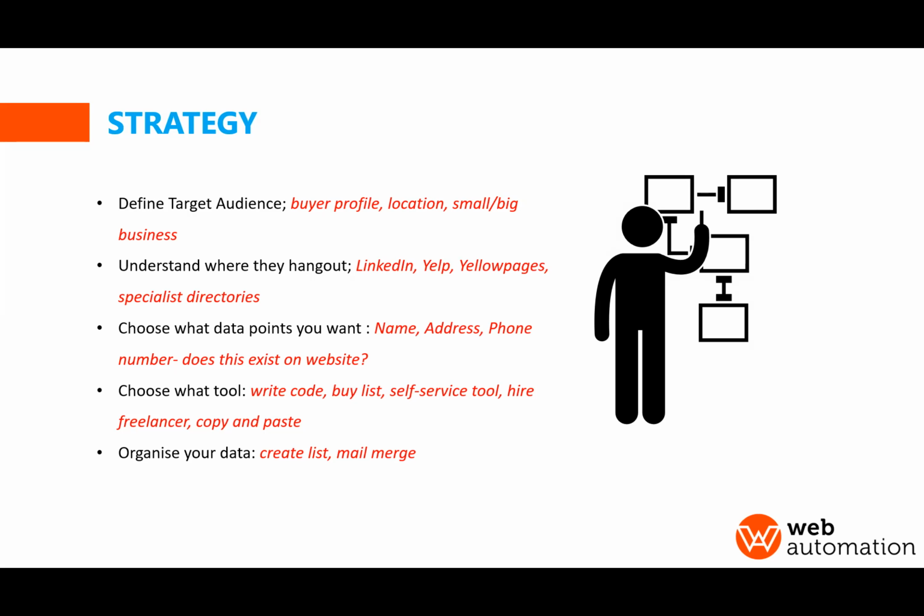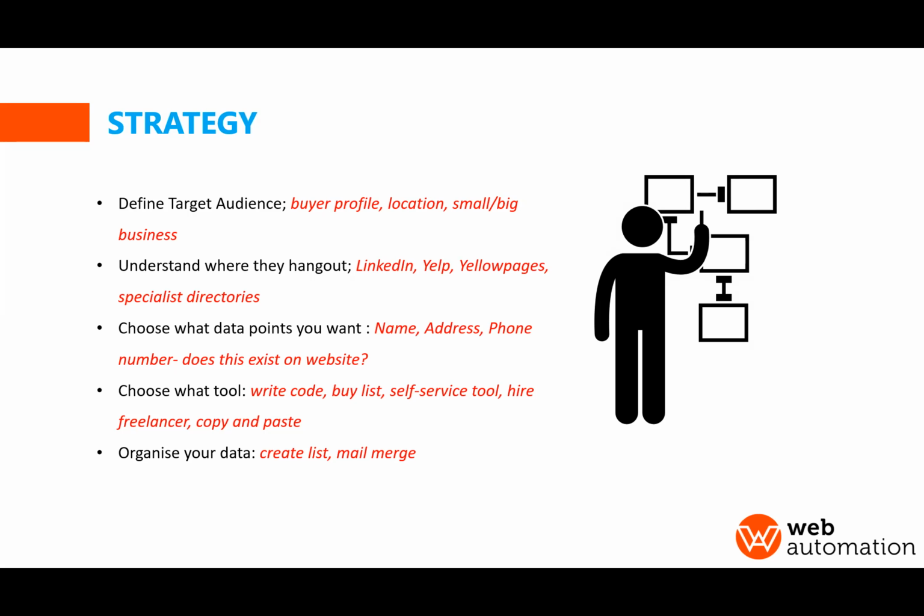Do I just want the name, address, phone number, email address? If I'm doing a direct mail campaign, I probably only need the address. If I'm running an email campaign, I probably need the email address and name. And then you also need to understand, is that information available on the target website? So if you're scraping LinkedIn, you need to understand email addresses aren't always available on LinkedIn. So whatever data I'm looking for, is that available on the website?